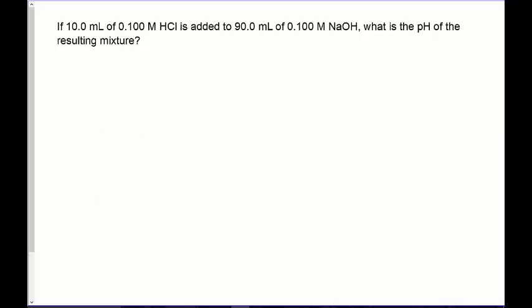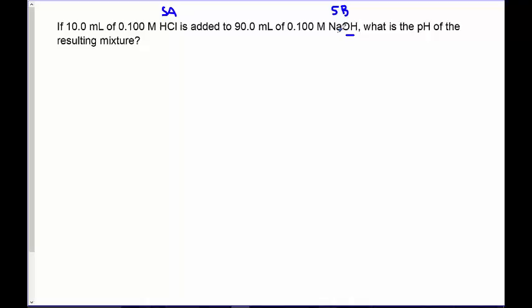So we have, in this example, 10 milliliters of 0.1 molar HCl. HCl is a strong acid, so right away I should unpack my question a little bit and think about what I'm given. I've got a strong acid, and it's added to 90 mL of a 0.1 molar solution of sodium hydroxide. Sodium hydroxide is a strong base. I recognize that it's an Arrhenius base and it ends with OH-, and all of the metal hydroxides are strong bases. So anytime we see a metal cation paired with an OH, we know that that's a strong base and it ionizes 100%.